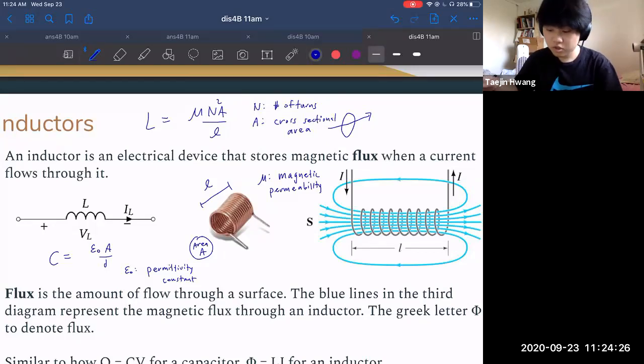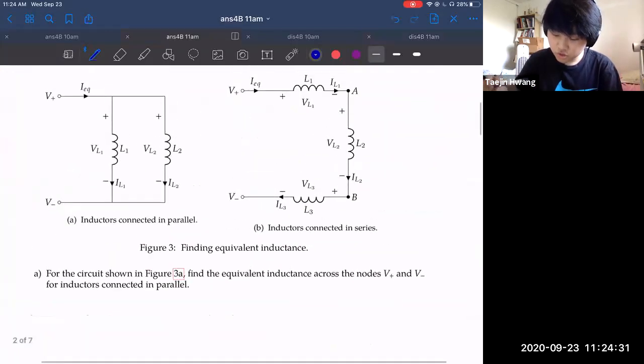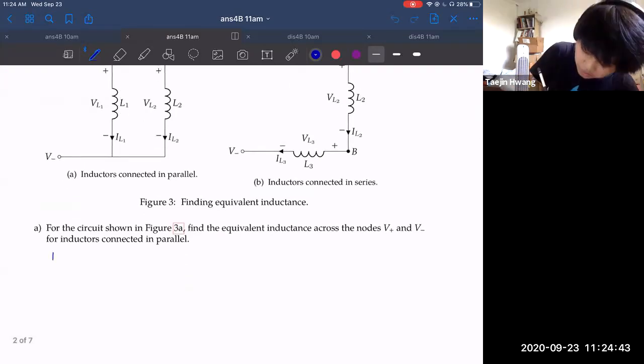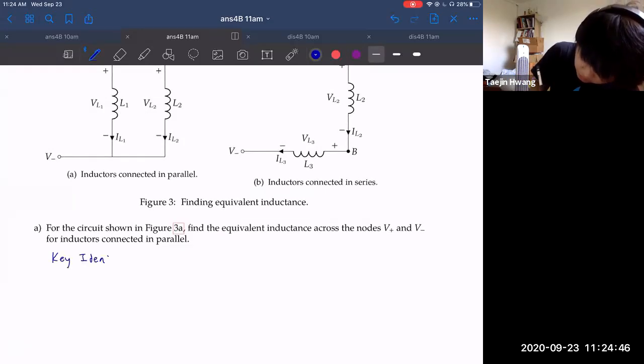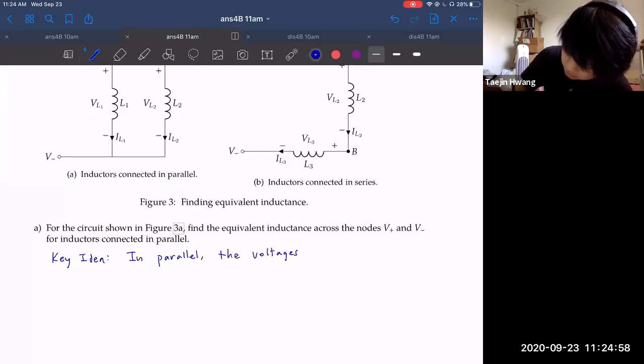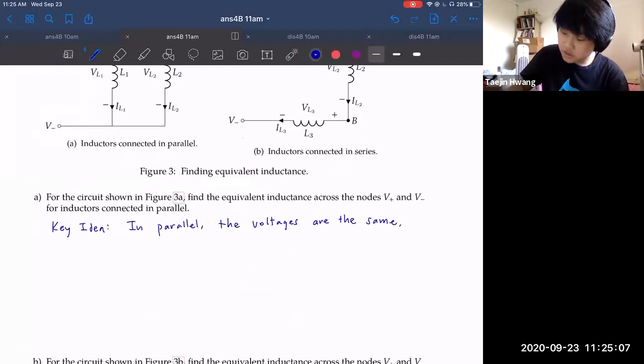Okay, let's take a look at the first question. I think the key idea here to solving this is to understand what happens in a circuit when a device is in parallel or in series. In parallel, the voltages are the same. So the voltage across the first inductor and the second inductor are the same, and then the currents branch off.